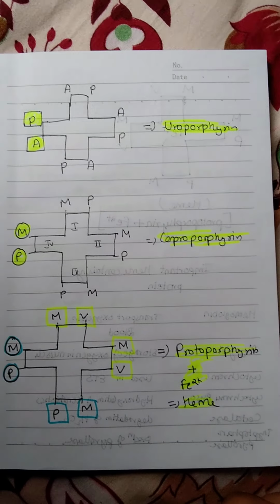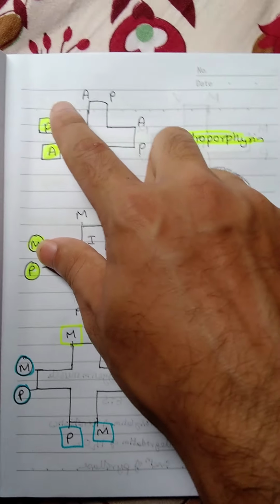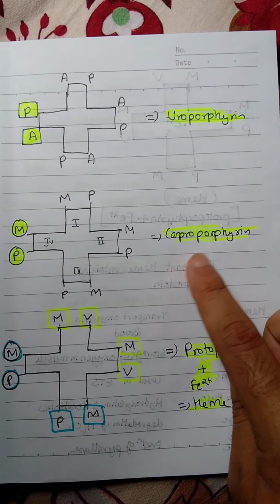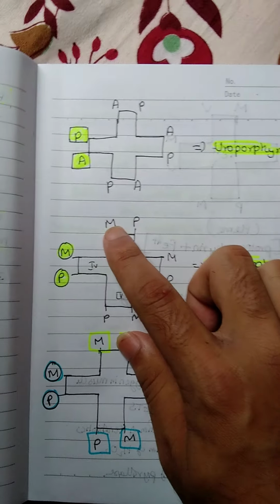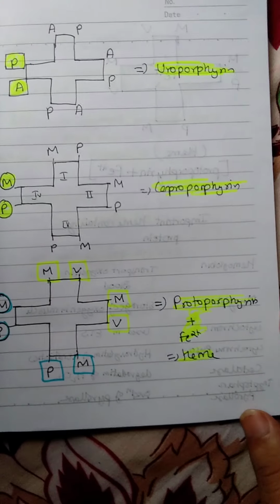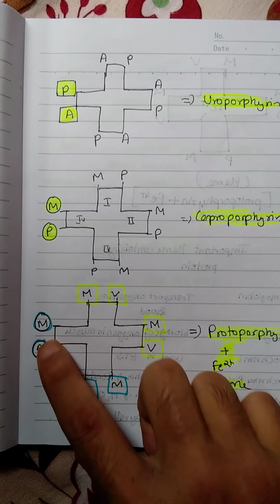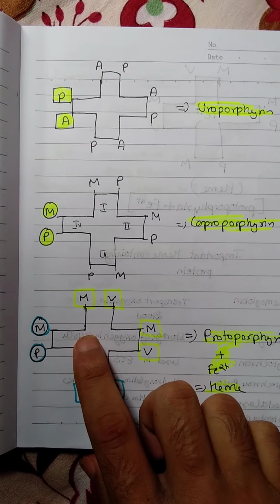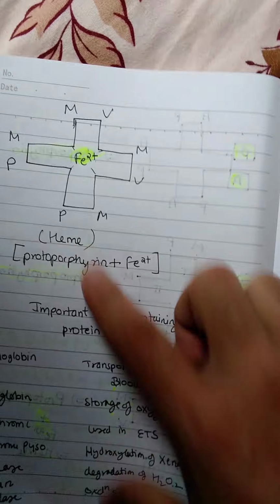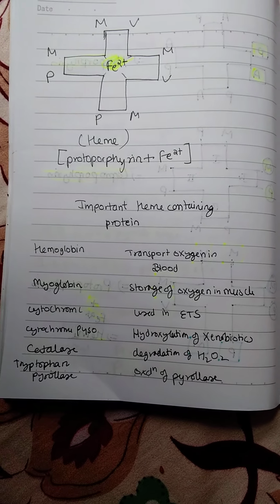So we're going to talk about the structure of the 3 most important porphyrins. Uroporphyrin has acetate and propionate side chains. In coproporphyrin, acetate is replaced by methyl side chain, so methyl and propionate. In case of protoporphyrin, there is methyl, vinyl, methyl propionate, and methyl propionate. If this forms a complex with ferrous iron, then it is called heme. You can see here, this is the structure of heme. So these are the important heme containing proteins with their functions.